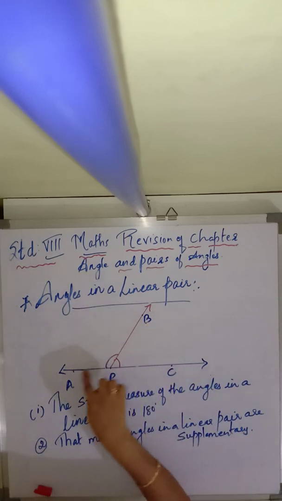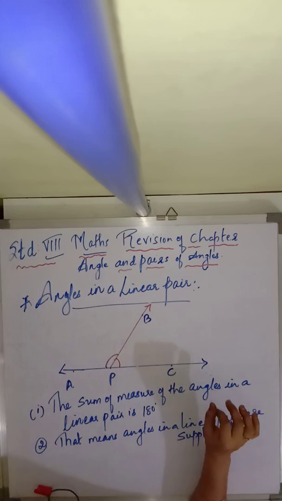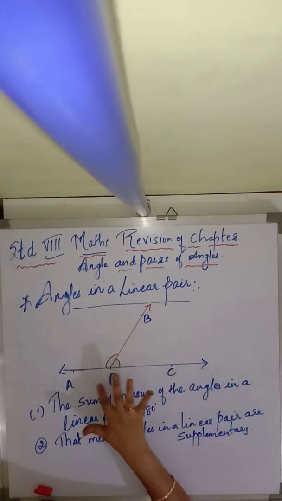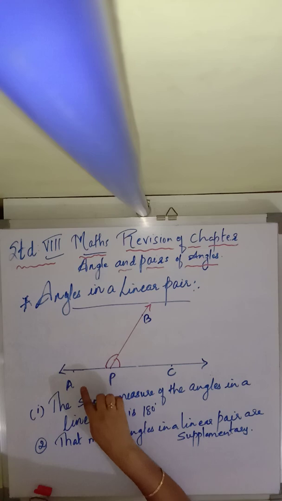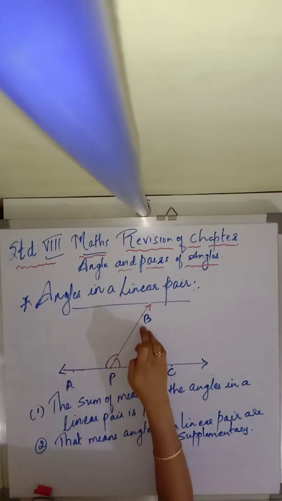Now here, see children, I have drawn two angles. You can see that we have drawn two angles. Here you can see angle APB and angle BPC.